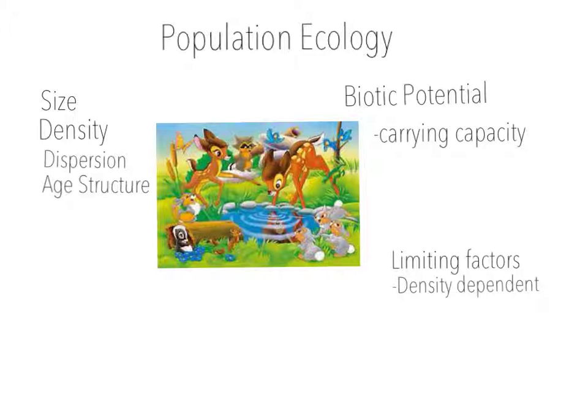Density-dependent factors will depend on the density of a population. For example, if a population becomes more dense, then there is a higher competition for food. Density-independent factors are the exact opposite. They do not depend on the population at all.